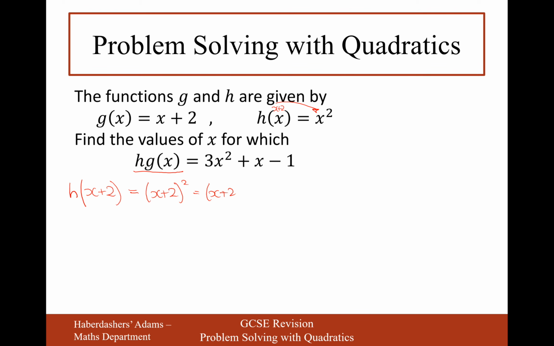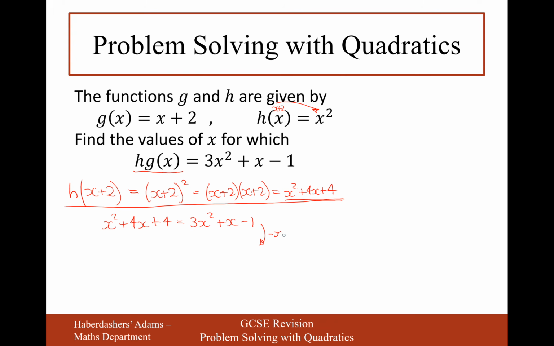And we can always expand square brackets by thinking of it as that bracket times itself, so it's x squared plus 4x plus 4. So I want to find when x squared plus 4x plus 4 is equal to 3x squared plus x minus 1. So I now need to solve this equation here. In the first line I worked out what hg of x is, and now I need to solve it equal to 3x squared plus x minus 1.